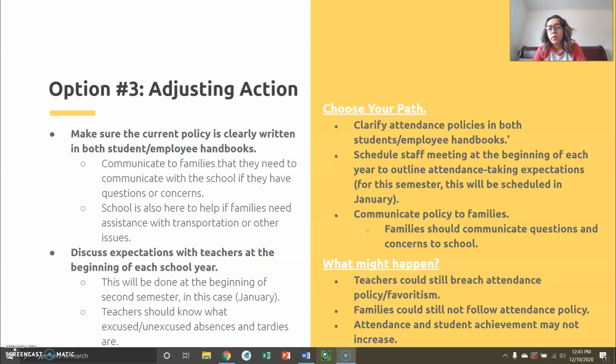What might happen? Well, teachers could still breach attendance policies and still offer favoritism towards students. Families could still not follow the attendance policy by sending their students to school, and attendance and student achievement may not increase, at least not a lot.